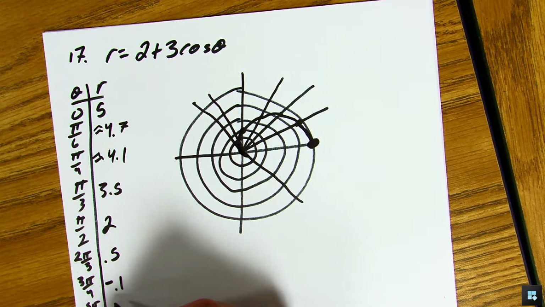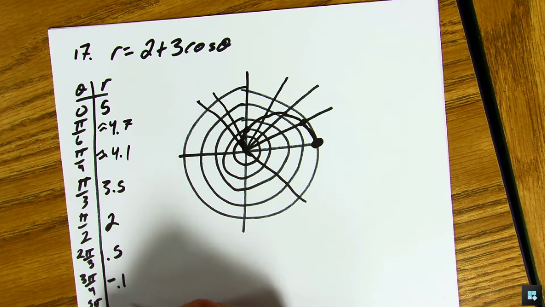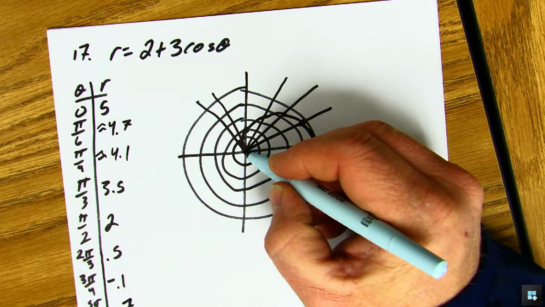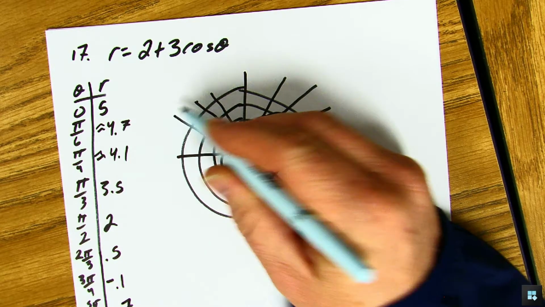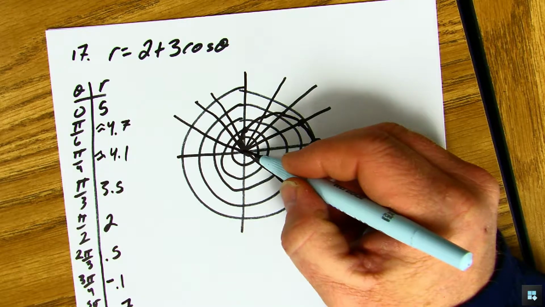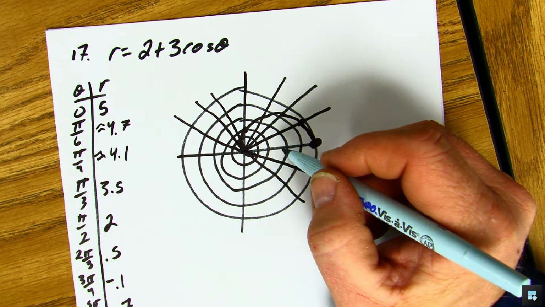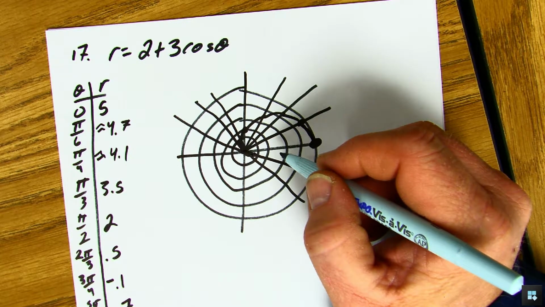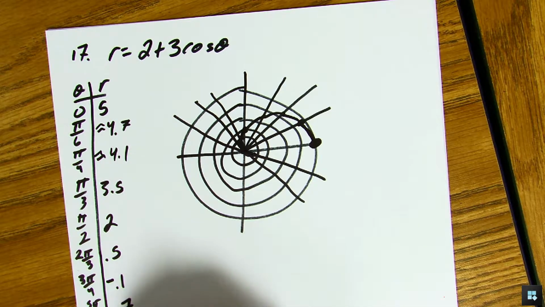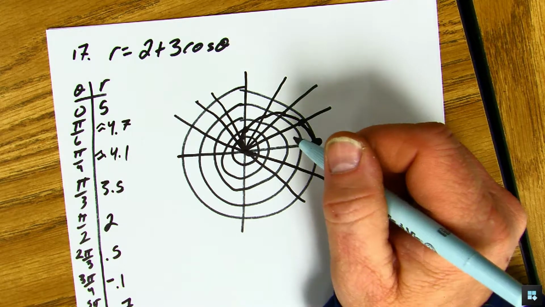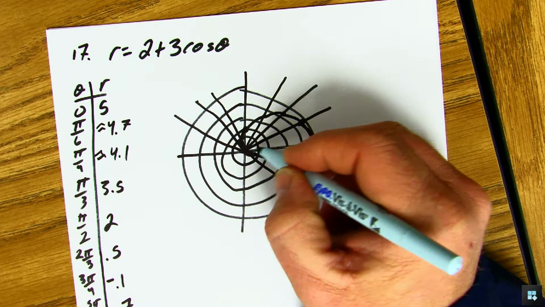Okay. 5 pi over 6, that's going to be negative square root of 3 over 2, which is negative 0.866, times 3. It's going to be close to negative 2.7, plus 2 would be close to negative 0.7. So now instead of going that way, I'm going to shoot that way, a little bit even closer to that 1. Then at pi, cosine is negative 1, times 3 is negative 3, plus 2 is negative 1. So at pi, instead of coming this way, I come out here to 1.